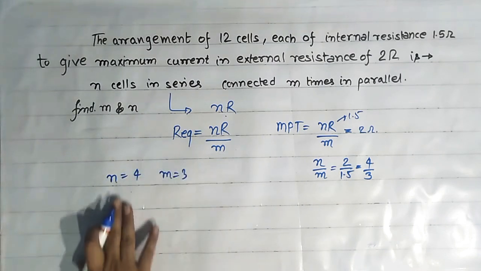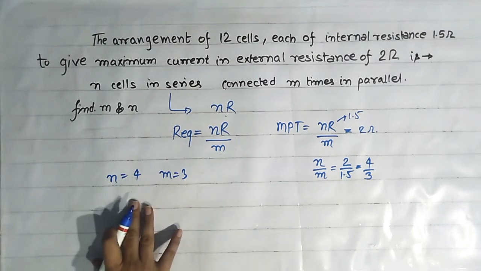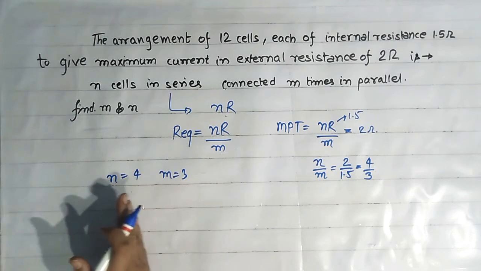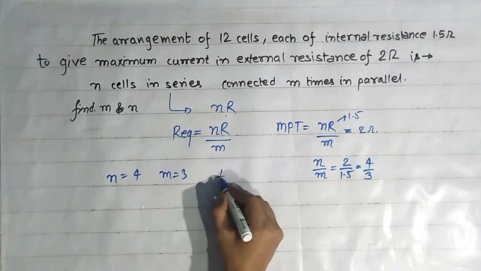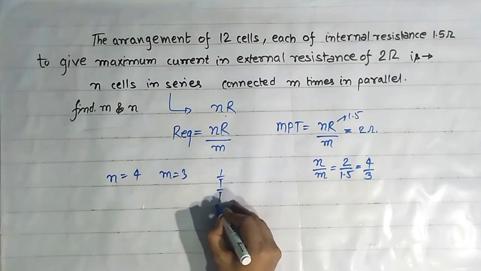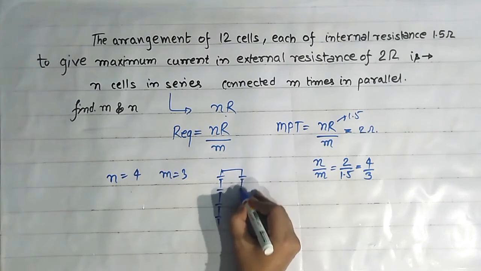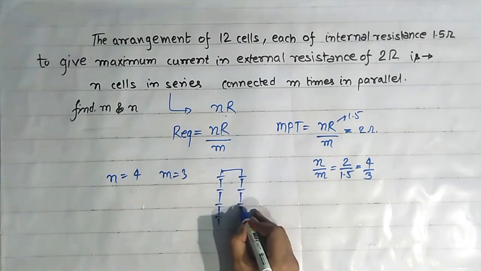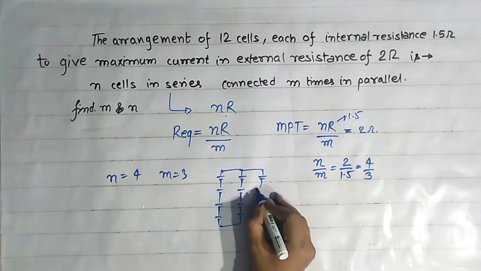It means 4 cells are connected in series, and this combination is repeated m times, that is 3 times, in parallel, like this. Again this 4, again this 4.